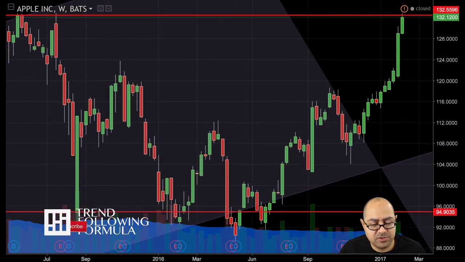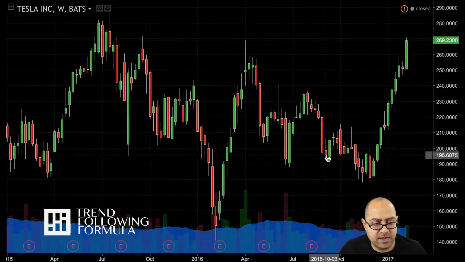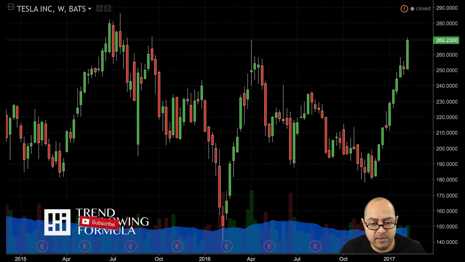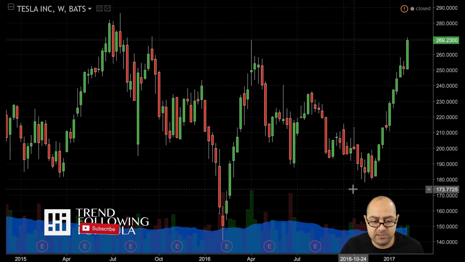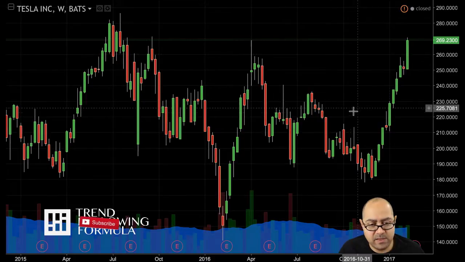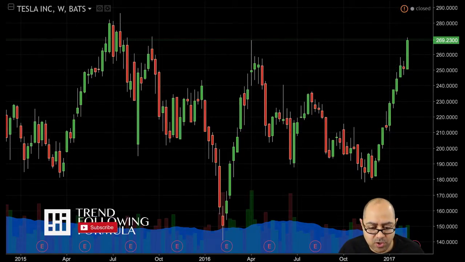However, there is a potential resistance. Okay, and Tesla, this is a really nice market. This is a real nice market. You should have actually joined that. I was talking about these two stocks for about a month and a half now. It's really very interesting to join these markets.